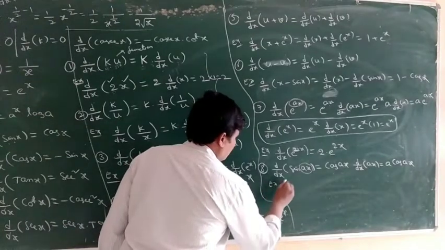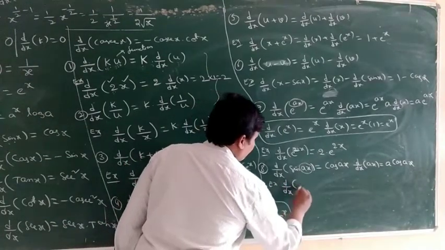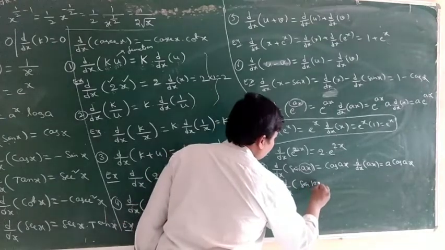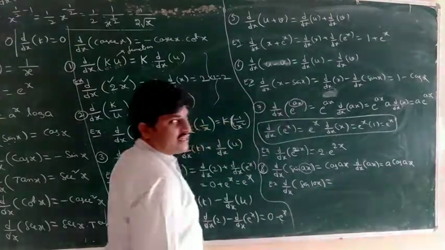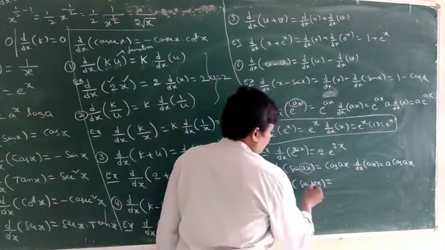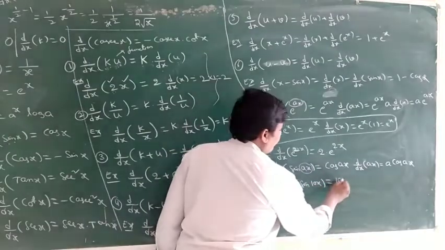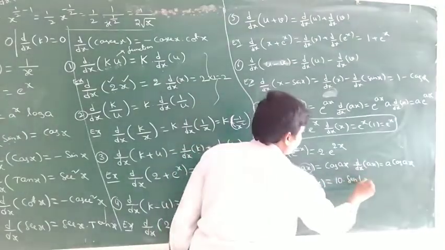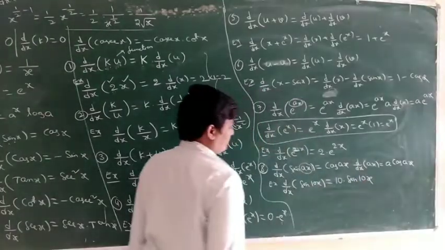Example: d by dx of sin 10x is equal to, here a is equal to what? 10. So 10 into cos 10x, where ax is equal to 10x.